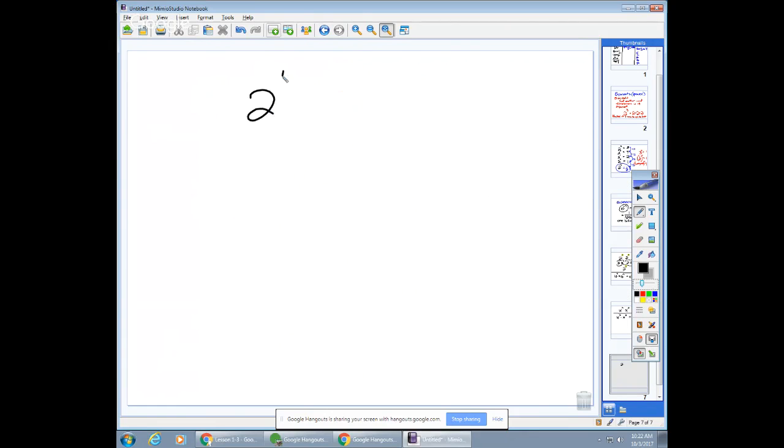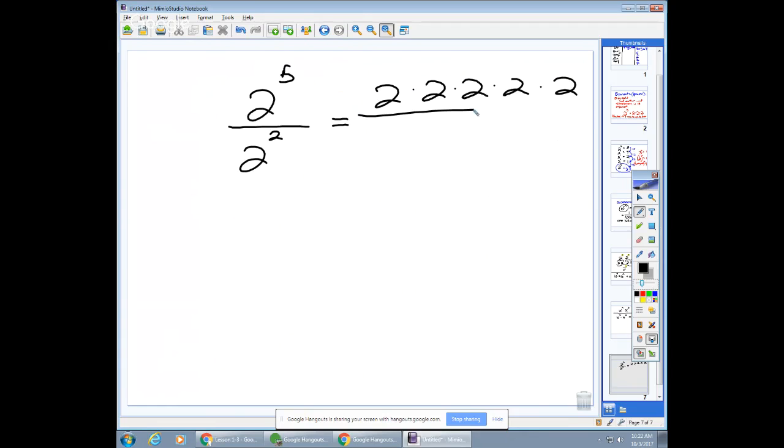Suppose I had 2 to the 5th power divided by 2 to the 2nd power. Couple of ways to think about this. First, just think about what it means to be an exponent. To be an exponent means it tells me how many times to write the base. So I have 1, 2, 3, 4, 5 2's in the top. In the bottom, I have 1, 2 2's.